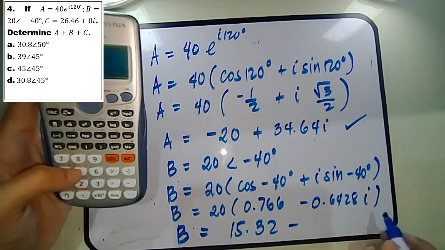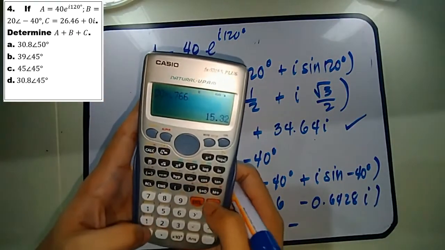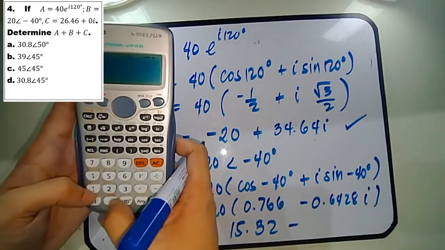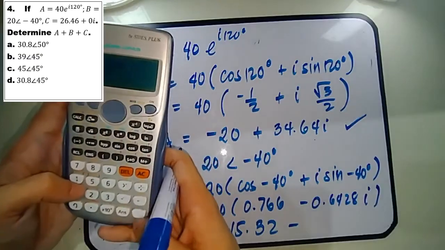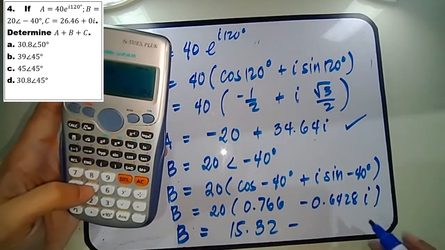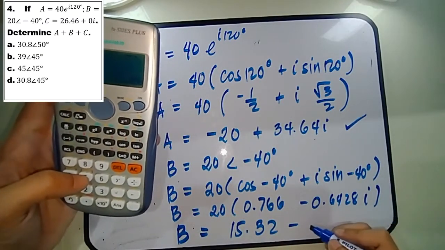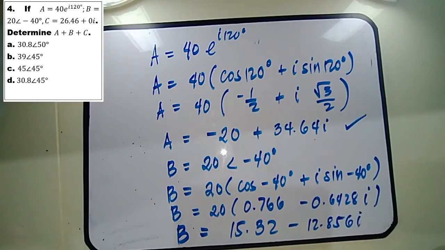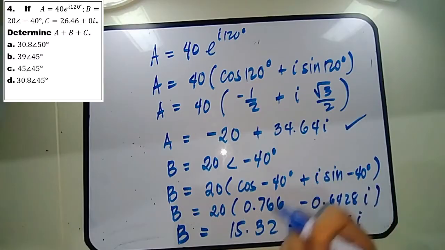So minus, this is 20 times, so multiply natin, guys, 0.6428. This is 12.856, so 12.856i. So yung C, guys, naka-rectangular form na siya. So no need to convert.